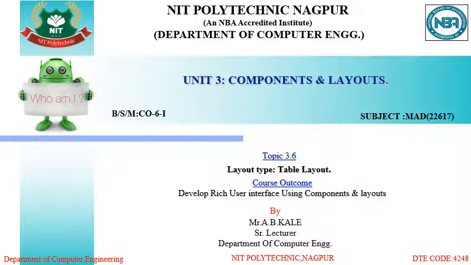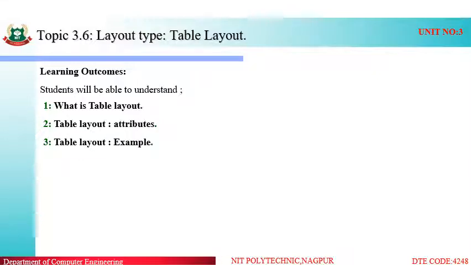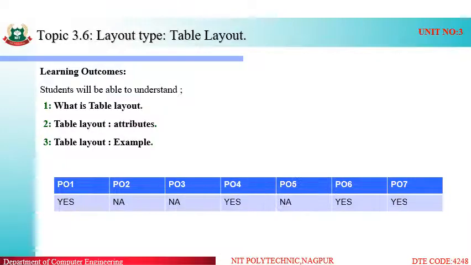Coming to the table layout, in the table layout we have to design the layout in the form of a table, that is it will consist of table rows and table columns. The learning outcome includes what is table layout, that is the basic introduction to the design structure of table layout, the different attributes related to the table layout, and a simple example demonstrating how to design a user interface using table layout. POs mapped are PO1, PO4, PO6 and PO7.